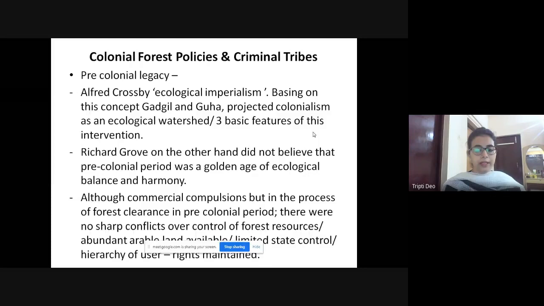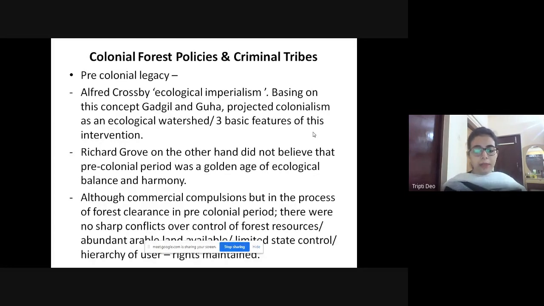But yes, the three features that Guha and Gadgil talk about, which differentiate the colonial period from the pre-colonial period, are important to remember, because that's the difference that made the colonial economy more exploitative in nature, in the Indian colonial forest setup.